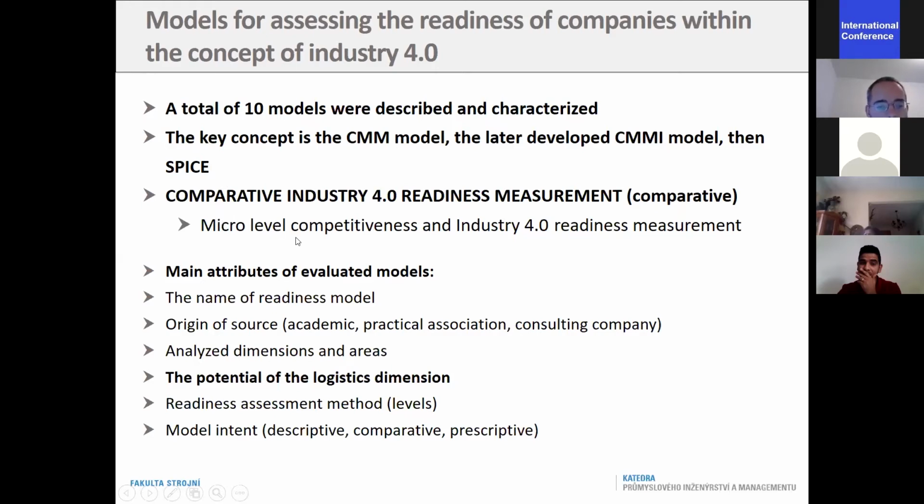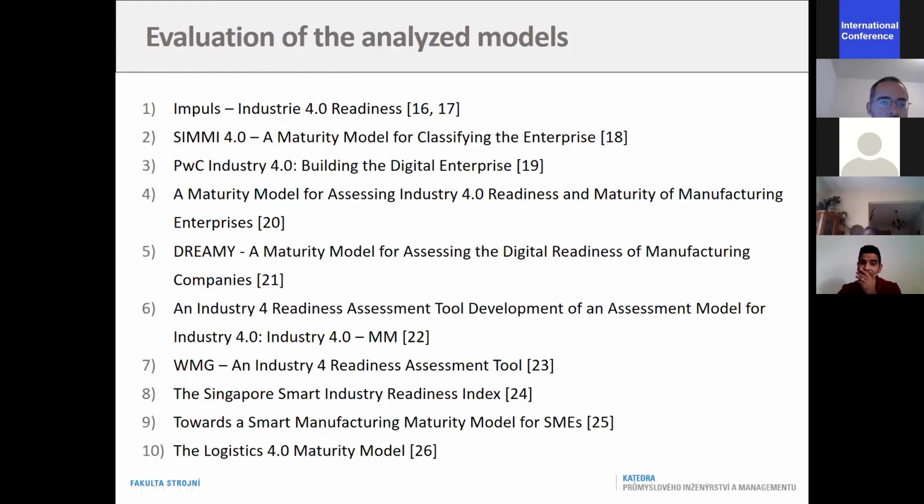Of course, we tried to propose a comparative Industry 4.0 readiness measurement on this micro level, and the main attributes of these evaluated models were name, origin, dimensions, and areas. This is the most important for us, the potential of the logistics dimension, because from these models, we are solely interested in logistics, also readiness assessment, and model intents. It means the model is descriptive, comparative, or prescriptive.